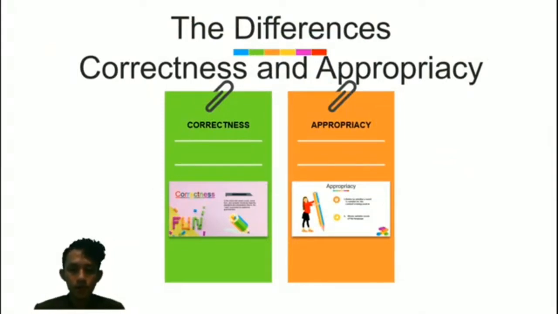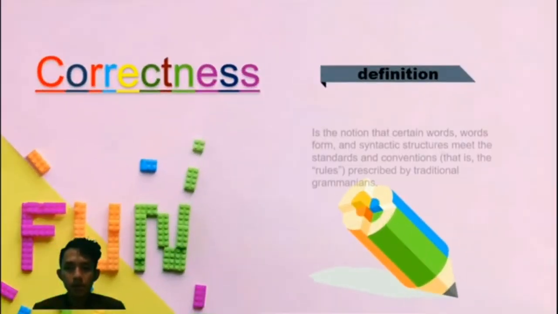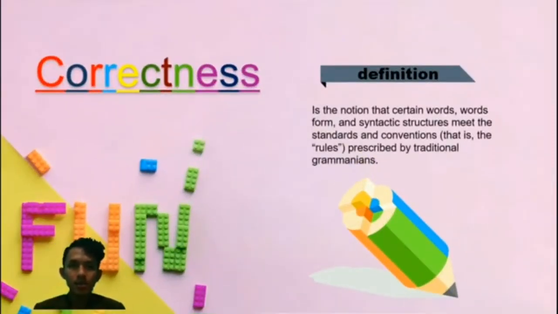First, how about correctness versus appropriacy? Actually, this is the criteria used to score the test too. If we want to score the test, usually this criteria is used to test the productive skills. For example, if we score speaking skills in terms of correctness, it means that it refers to linguistic correctness.